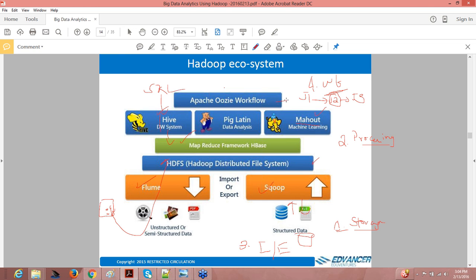If you want to create this kind of dependency and get these jobs executed in order, then you have to create a workflow. Apache Oozie is a workflow management tool available in Hadoop, which we can use to create a workflow of Hadoop jobs. You can not only create a workflow, you can also schedule the workflow using Oozie. So that's about workflow.